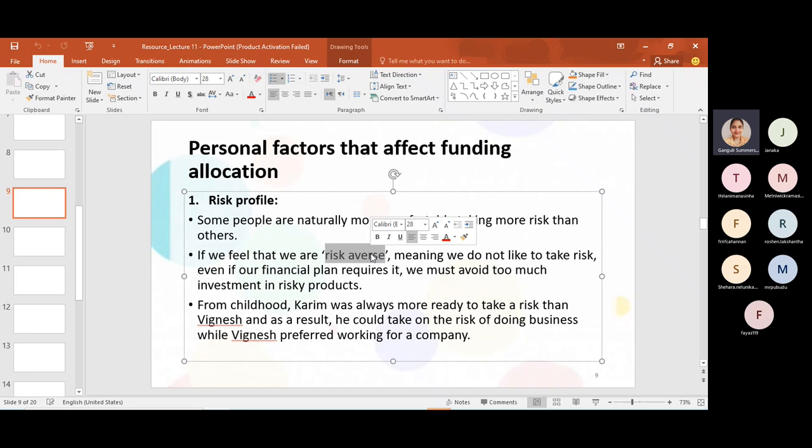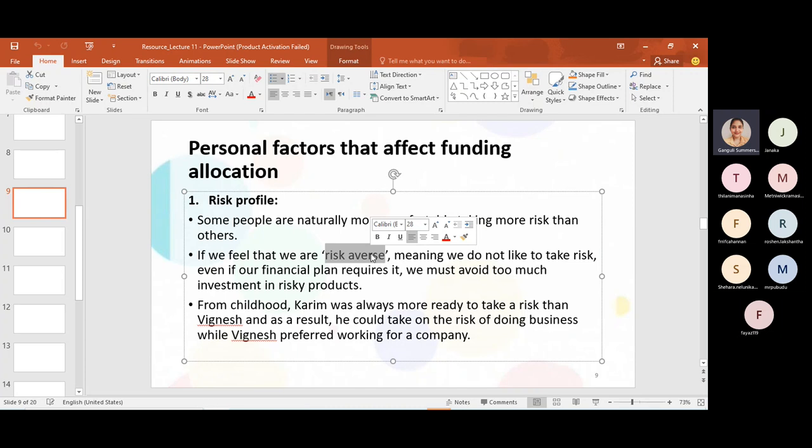Okay, so it depends on you, right? That is why we call it a personal factor, because it depends on the person. If you are naturally good at taking risks, if you are someone who loves to take risks, you can go ahead and invest any amount of your money in risky projects.